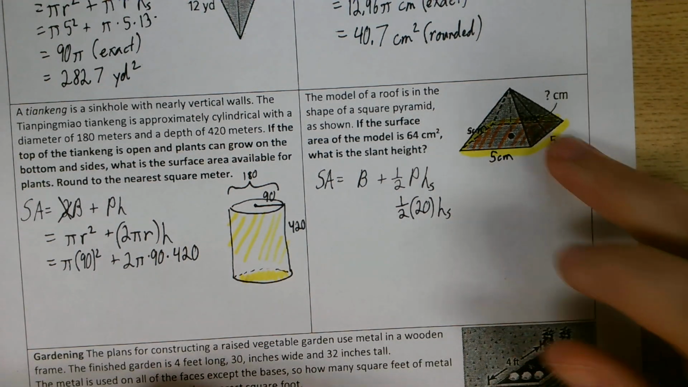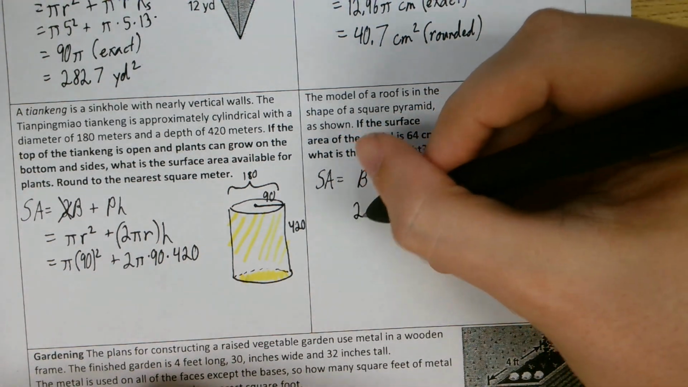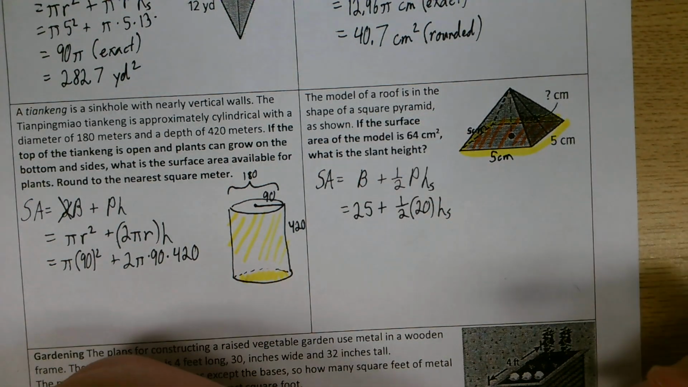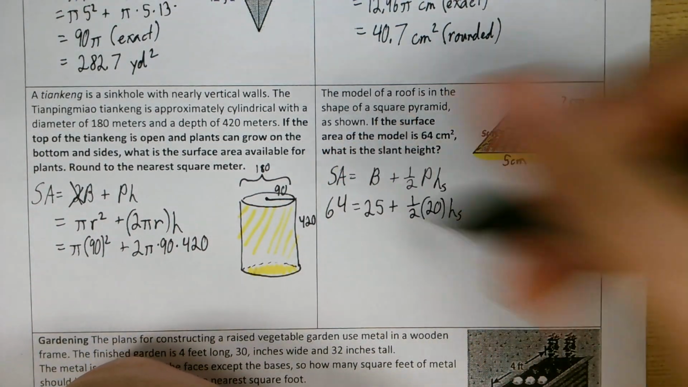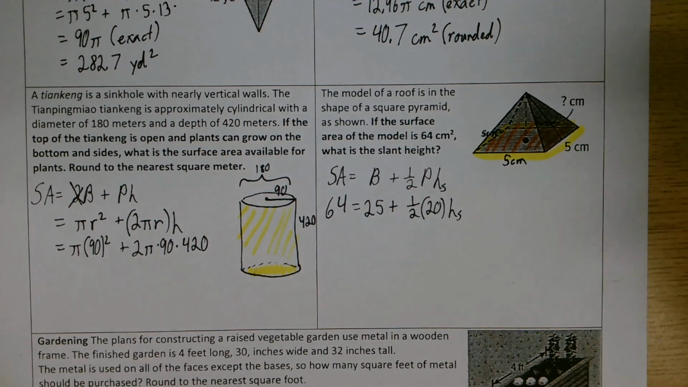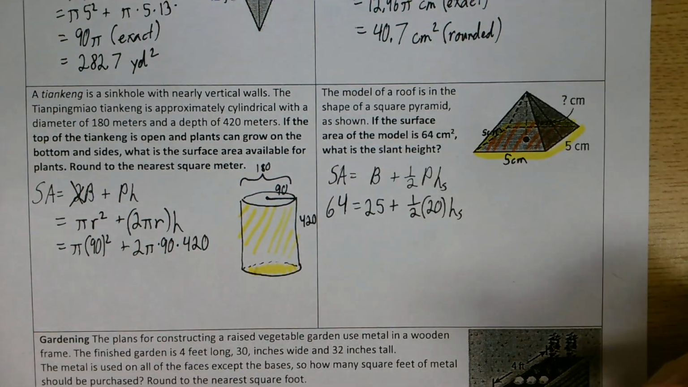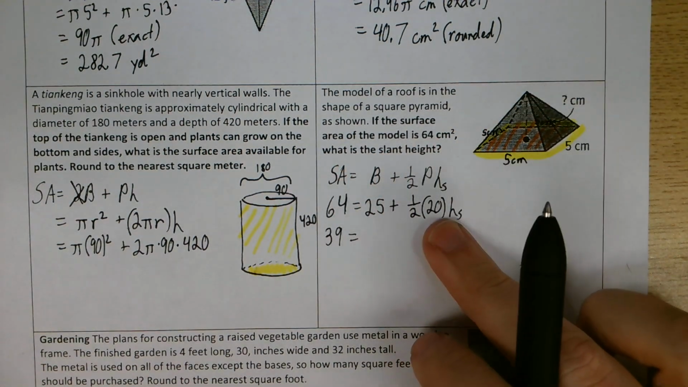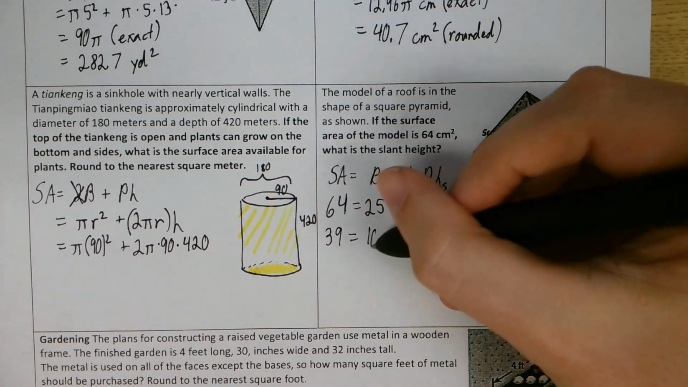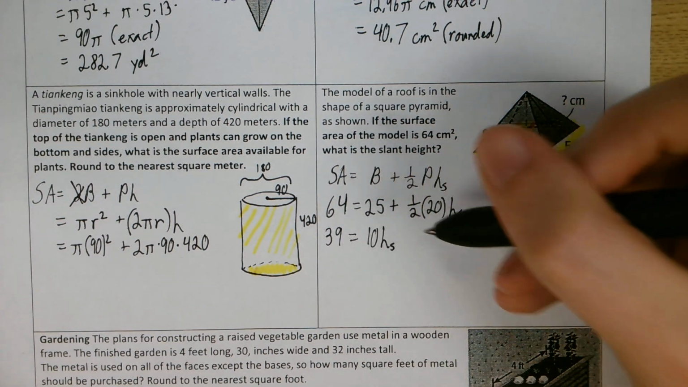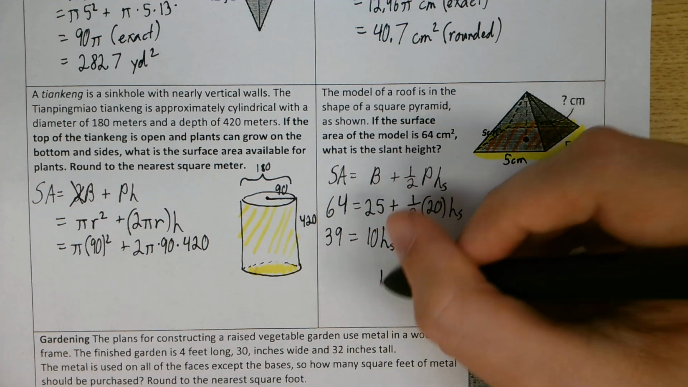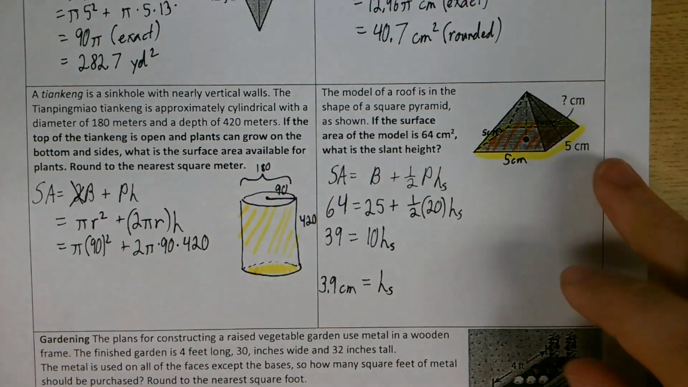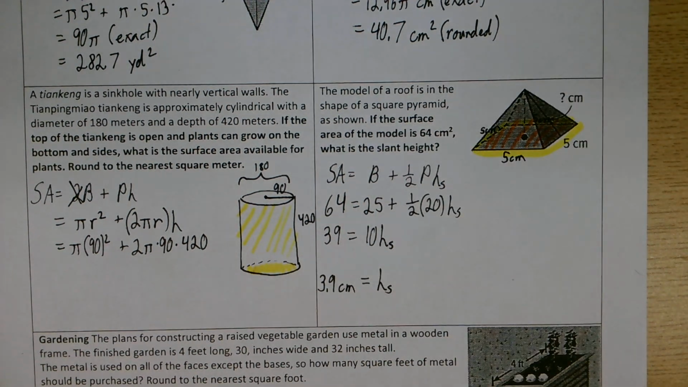The area in orange there would be 5 times 5. It'd be 25. And the entire surface area we were told was 64. From there, we just had to solve. We subtracted 25 from both sides. We got 39 equals half of 20. Half of 20 is 10 times the slant height, which just meant our slant height was 3.9 centimeters, because everything over here was measured in centimeters.